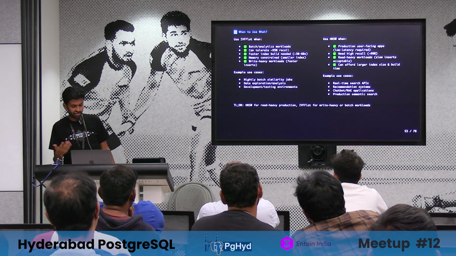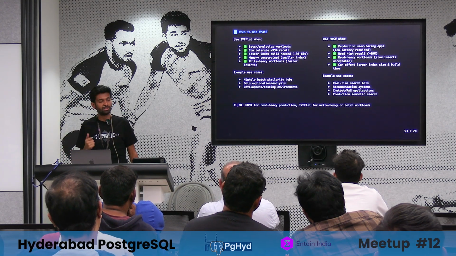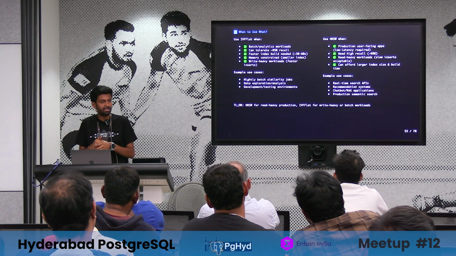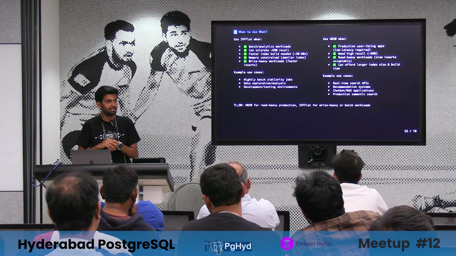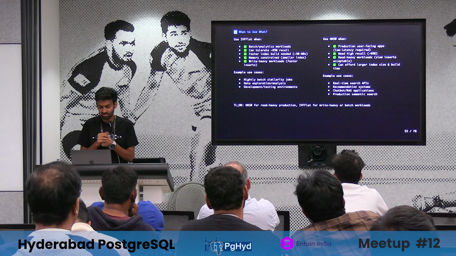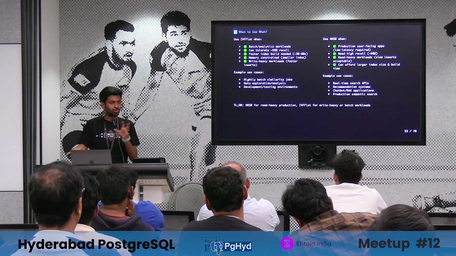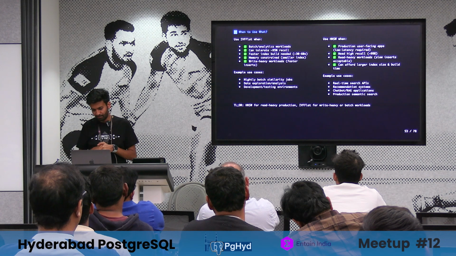And when to use what? Partially we talked about it: for read-heavy operations, go with HNSW. For something that is write-heavy, go with IVF flat, because index creation itself takes a lot of time in HNSW, right? And some production examples of what to use where, I've just listed down there, right?